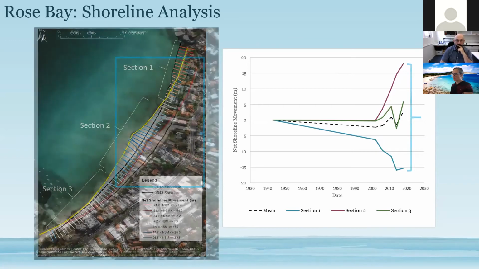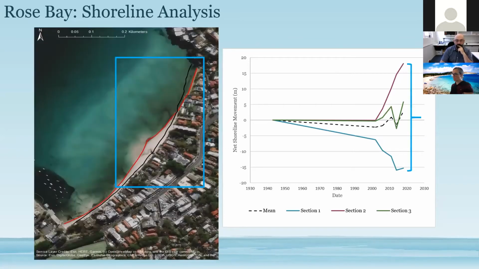Since 2011, approximately 150 meters of the northern beach shoreline has disappeared, leaving only the seawall to maintain shoreline location. The amount of sediment lost at the northern end of Rose Bay is interestingly approximately equal to the sediment gained at the central section.